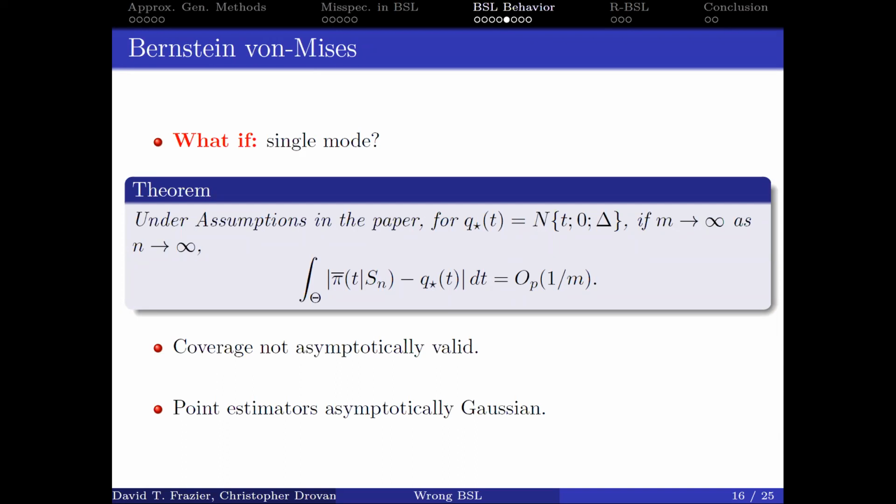Well, what you can actually show is, under some slightly stronger assumptions, the convergence of the BSL posterior is in fact to a normal, in the sense that the total variation distance between a normal density and the BSL posterior converges at a rate of 1/m as m goes to infinity. Moreover, the point estimators that you obtain from this density are actually also asymptotically Gaussian. However, the coverages you get from this posterior are not asymptotically valid in the frequentist sense, as is true of every Bayesian method I've ever seen that doesn't specifically account for misspecification.